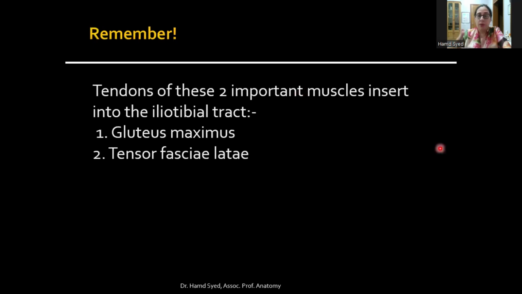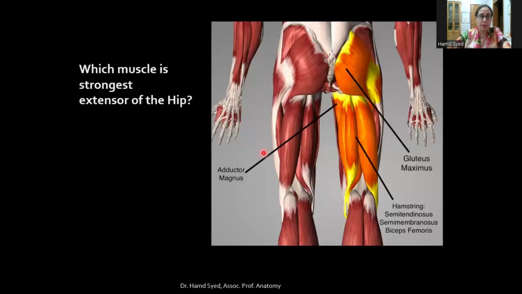Remember, there are two important muscles whose tendons are inserted into iliotibial tract, which we just saw. One is the gluteus maximus, and the second one is tensor fasciae latae. So remember that these are the two muscles which are inserted into iliotibial tract.